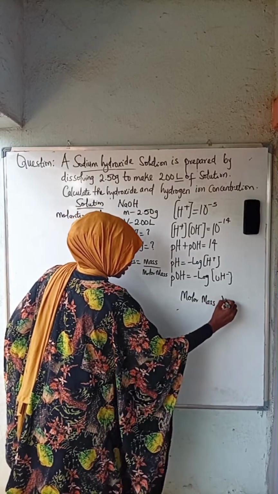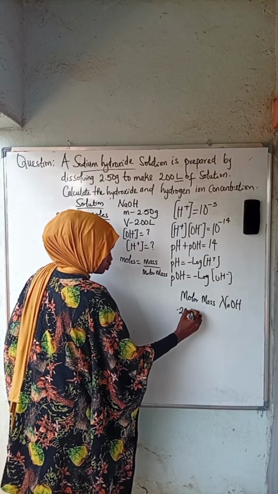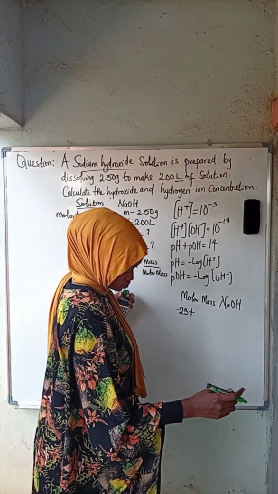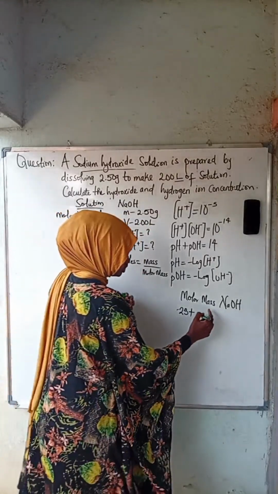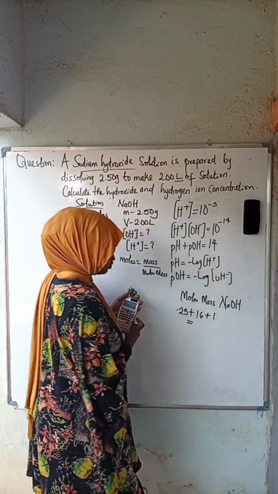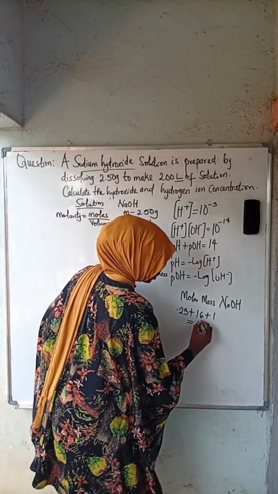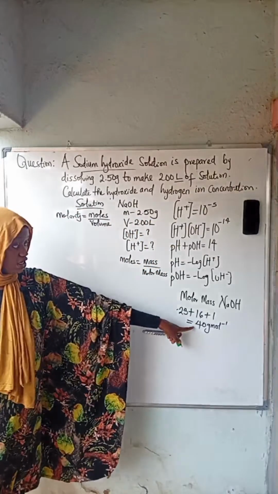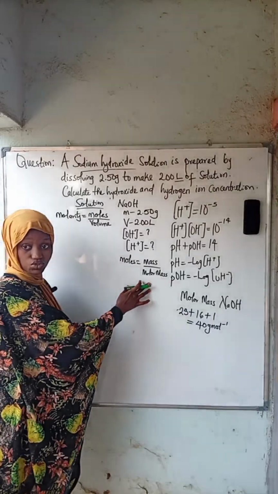So we need to get the molar mass of sodium hydroxide. So we know sodium is what? 23, plus oxygen here, which is 16, plus hydrogen, which is 1. So here we have 23 plus 16 plus 1. This gives us a total of what? 40 grams per mole. So that means we have the value for the molar mass of the compound. So we can come back here to substitute in the values.